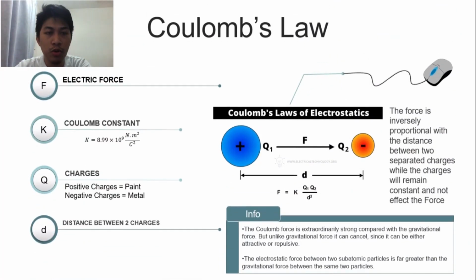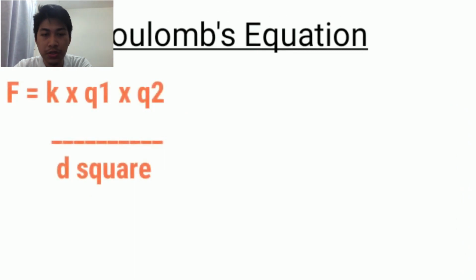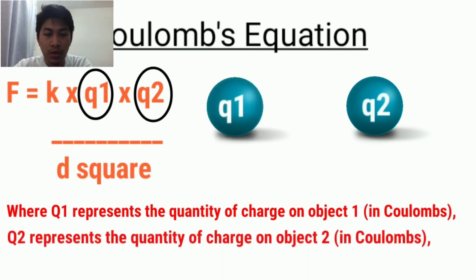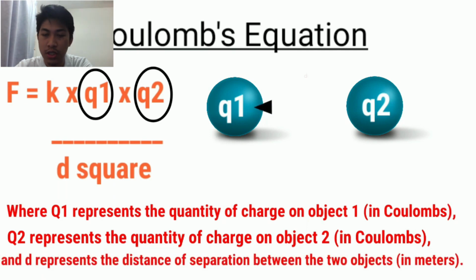So this is the formula of Coulomb's law. Here we have F equals k Q1 Q2 over d squared. F is the electrical force, k is the Coulomb constant, Q1 and Q2 are the charges, which in this situation, our positive charge will be the paint and our negative charge will be the metal, and d is the distance between the two charges.